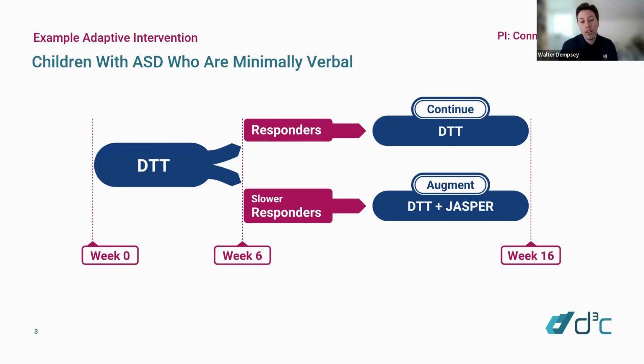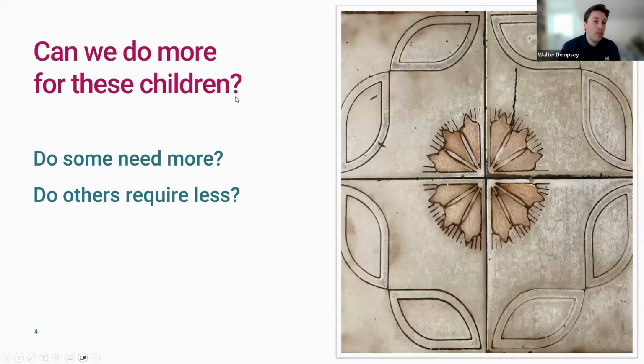But you have questions, right? The key point here is, when you think of this AI, and I write down this AI, I have questions about its design. So first of all, can we do more to help these children? Well, do some need more? So DTT is quite intensive, but JASPER is a little bit less intensive. So do we always need to start with DTT? Do others require less? So maybe I can get away with starting with JASPER and moving on to DTT as an augmentation strategy. Maybe one of these two strategies is just always better. And so I have lots of questions about these adaptive interventions that I'm building.